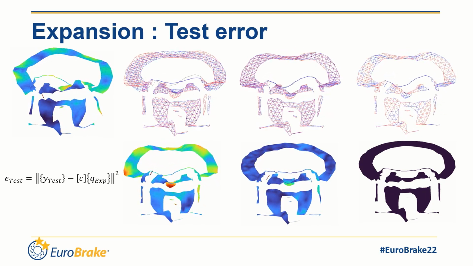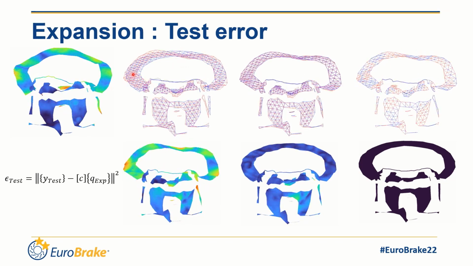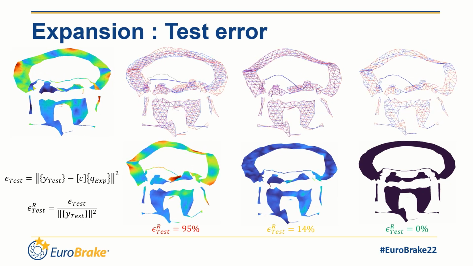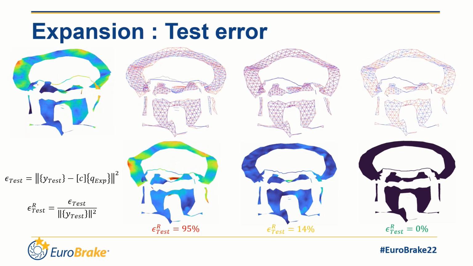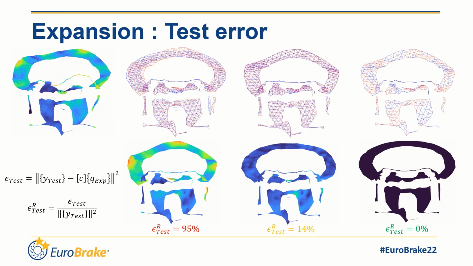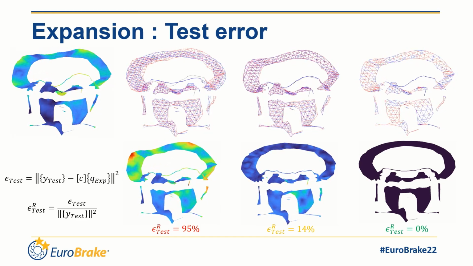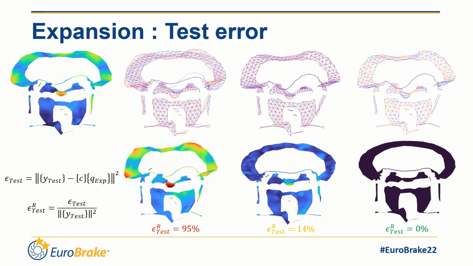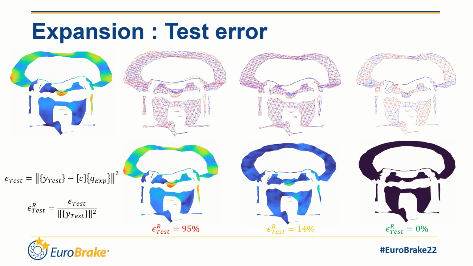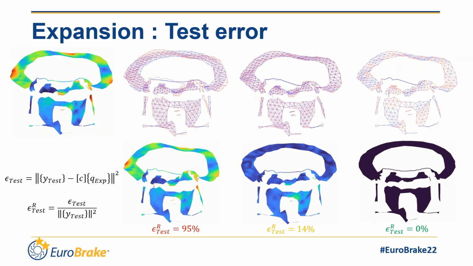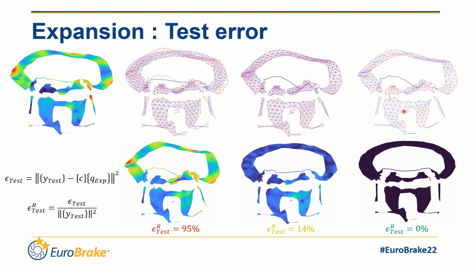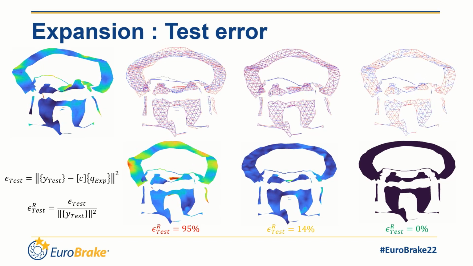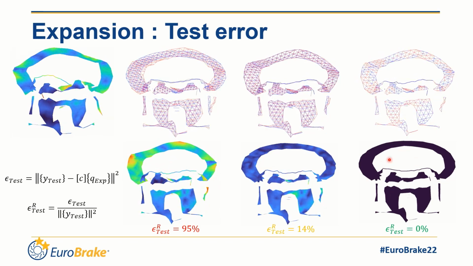For the first shape, which does not follow the measurement at all, the relative gap is very high, with a relative test error of 95%. For the second shape, the correlation seems very good, and the gap animation shows almost only noise. The relative test error is low at 14%. And finally, the third shape exactly corresponds to the measurement at sensor location. So the relative test error is exactly 0%.